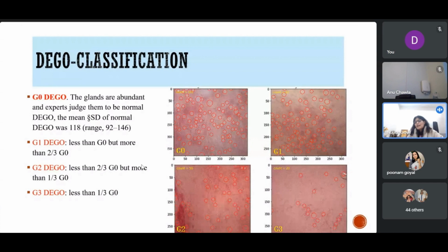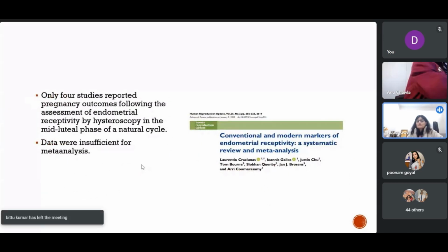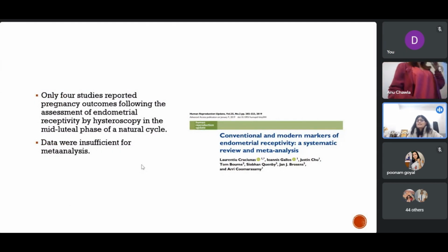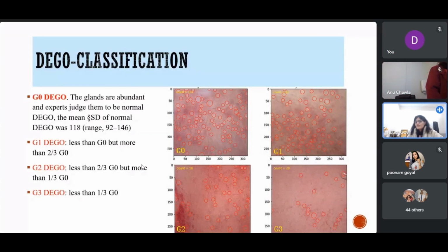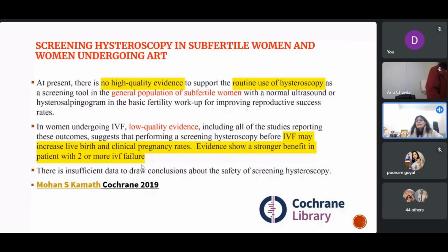and counting the number of glandular openings. But again, it is a computer, it's a machine, it can actually mistake any other lesions or spots as a glandular opening, and it can give false positive results also. So hysteroscopy also, according to the meta-analysis, had insufficient data to consider it as a gold standard for a receptivity marker, but definitely it is a promising tool, and should it be prescribed to all patients before?